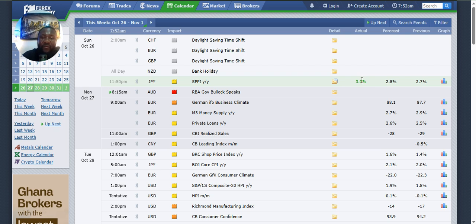But for the best of your understanding, you see the forecast here is what is expected. So here they were expecting 2.8 but they had 3.0, meaning that it is above the expectation. Therefore, it is positive for the currency. Now the previous one was 2.7. So this one has been able to pass the previous one, which of course is good for the currency. The forecast is what they expected, the previous is the previous report, and the actual is only published after the news has been released.